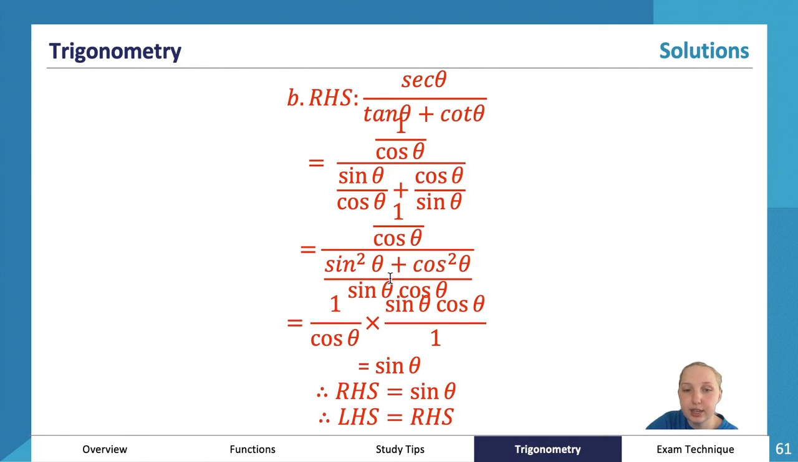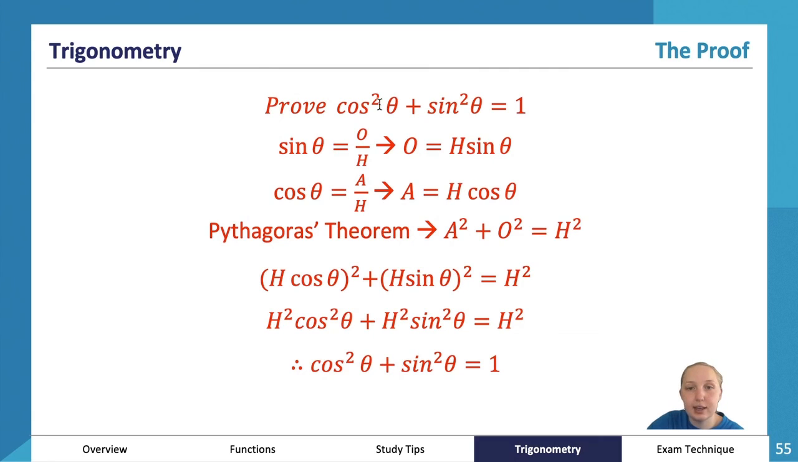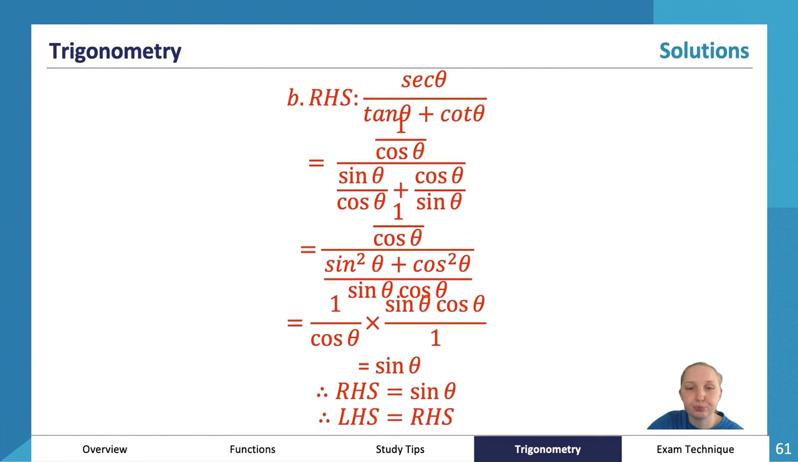Essentially because in order to get rid of this fraction in the denominator, what we do is we flip it and we multiply it by the numerator. And then we get 1 here because sine squared theta plus cos squared theta equals 1, because we know that we just proved that identity. So that was the identity that we proved just here. So we'll end up with 1 on cos theta times sine theta cos theta on 1 equals sine theta. So therefore the right-hand side equals sine theta and the left-hand side is equal to the right-hand side. And then that is all we need to do for that.